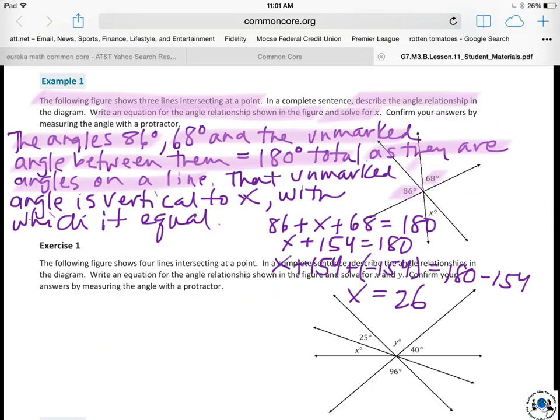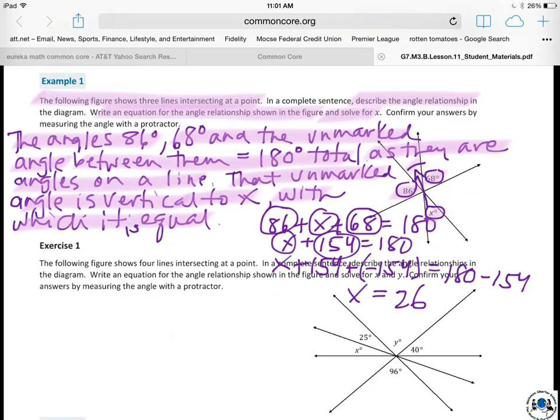Now I know that part. I also know that the unmarked angle is vertical to x, with which it is equal. I know it's equal to x because it is vertical to it. So therefore x is equal to that unmarked spot, and I can substitute x in here. So I have 86 plus the x value, and then plus 68, all of these added together, because this is equal to that.